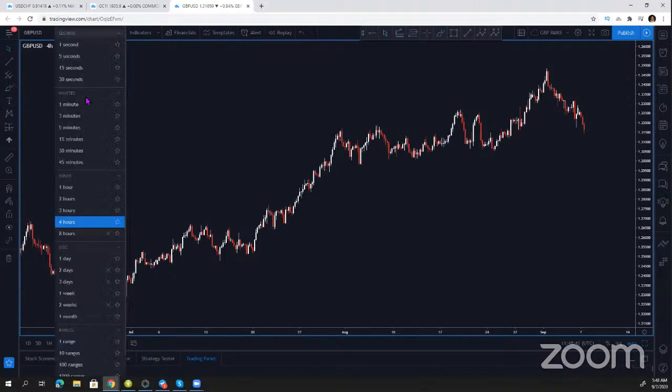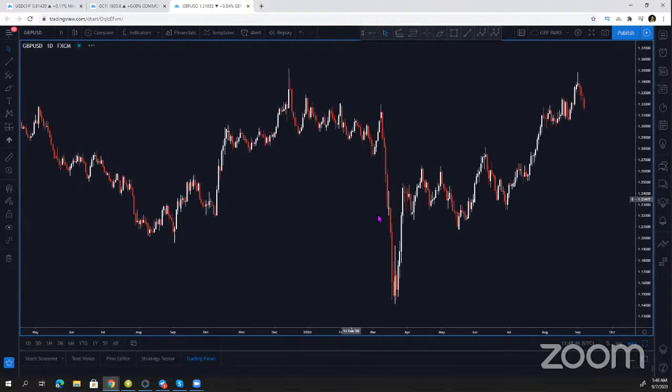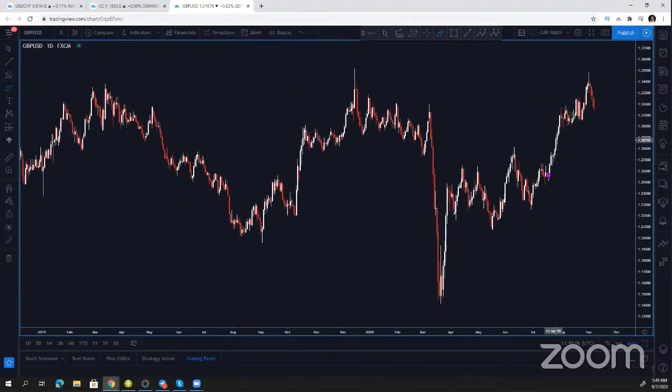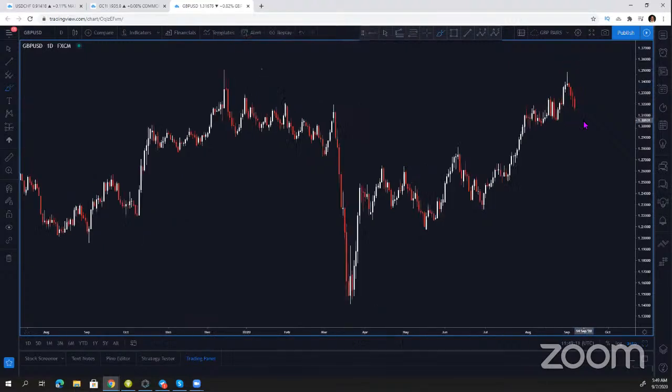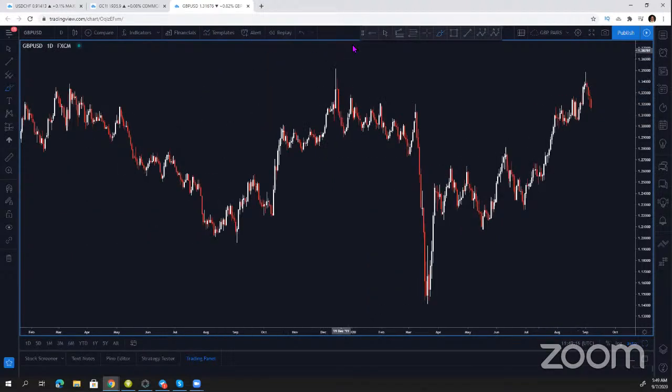If we just take a look at the daily, you can see very clearly that the last higher low still stands as the last higher low. So we are still in an uptrend. Now, just look at this reversal candle on the daily, right? It was pretty obvious that we were going to be going down a little bit after that.